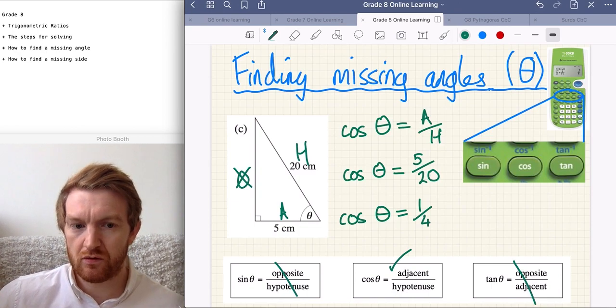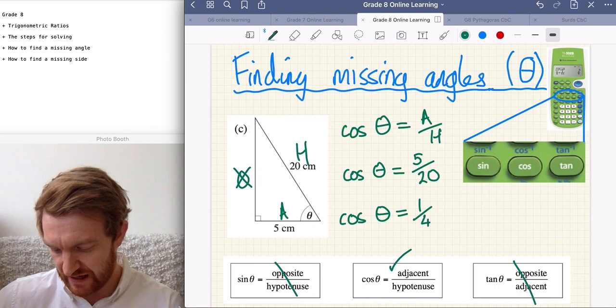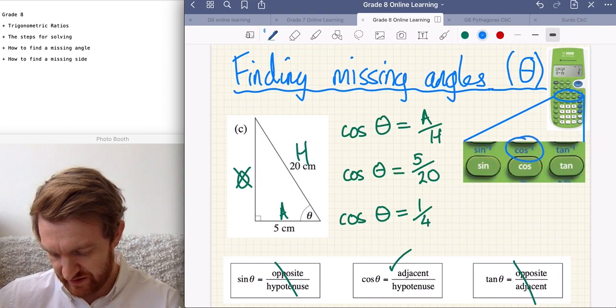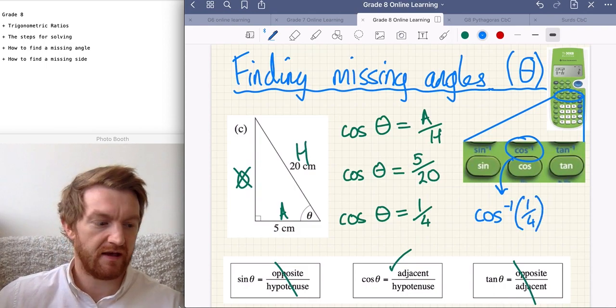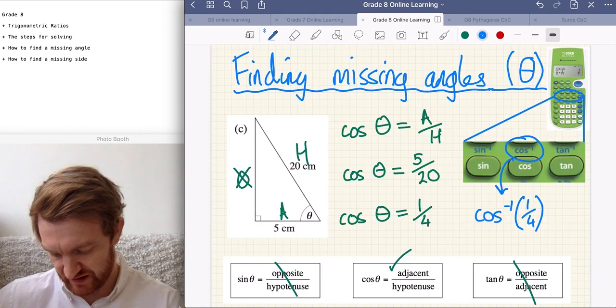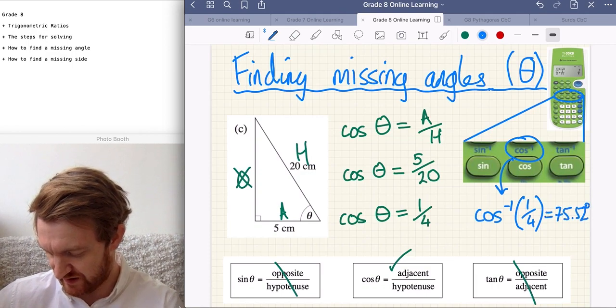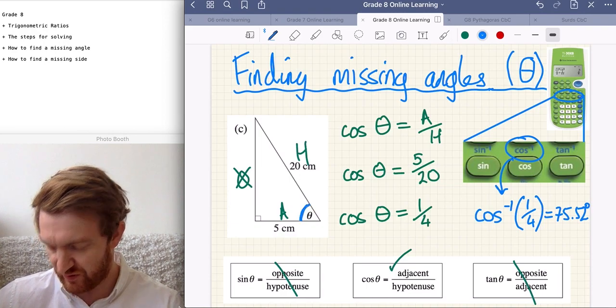If you want to, you can also use your calculator with fractions. So we could have said the cos 1/4. And we do this, and it gives us 75.52 degrees. And as you can see, it's an acute angle, but quite a big one.